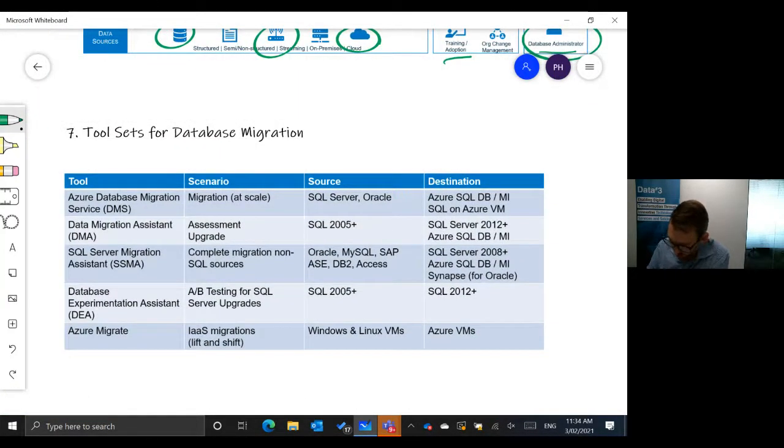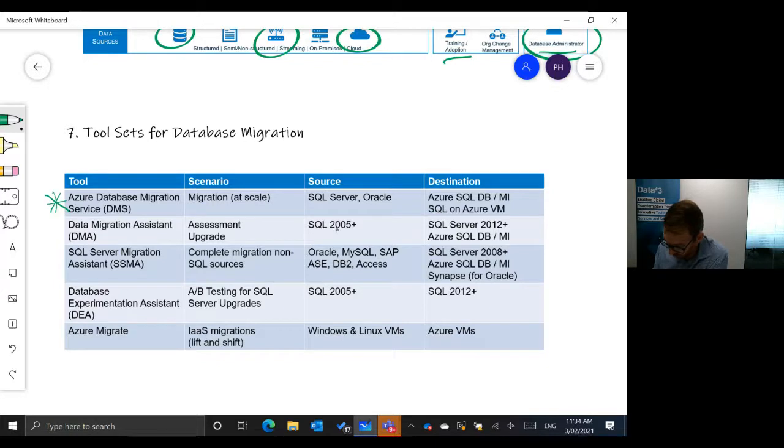Let's look at some of the tools we have available to us. This is the cheat sheet I had on the screen before. Now we know that for migration, the Database Migration Service is going to be used for the migration pieces. In terms of assessment, what do we need to use? So we know we have certainly the Database Migration Assistant.